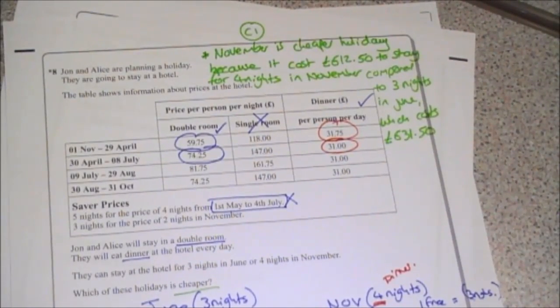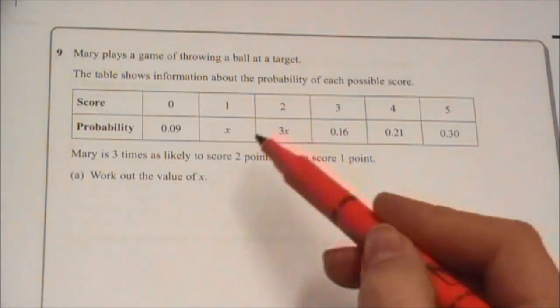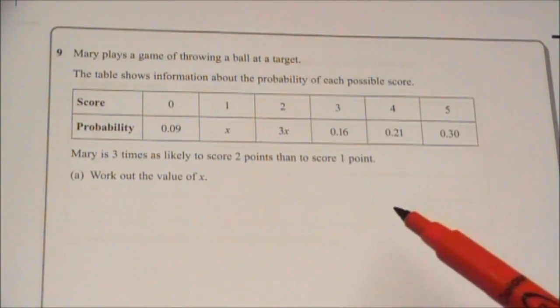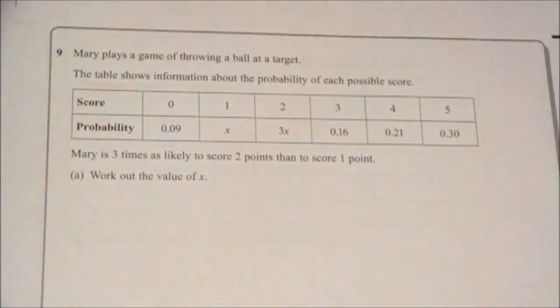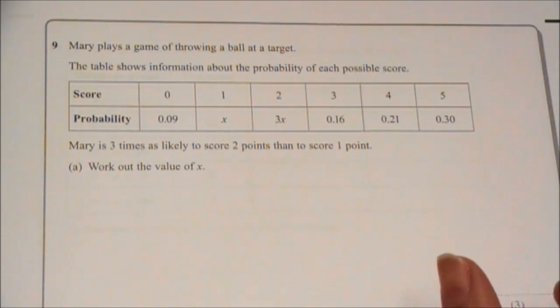Question 9 is a probability question, and it's quite a tricky one actually, because they mention X. So you can approach it from an algebraic way. I'm going to go along the lines of trying to keep it to basic probability, but if you've done it an algebraic way, fantastic. Ask your teacher or check the mark scheme.